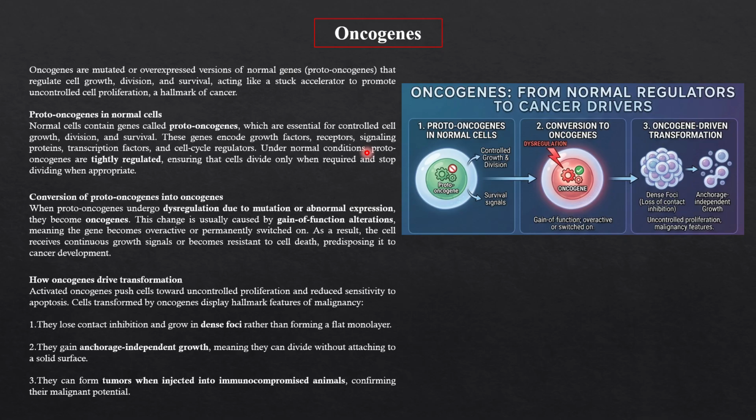And this change is usually caused by gain-of-function alterations, which means that the gene becomes overactive or permanently switched on. As a result, the cells receive continuous growth signals or become resistant to cell death, predisposing them to cancer development. Activated oncogenes push the cells towards uncontrolled proliferation and reduce the sensitivity to apoptosis, whereas the cells transformed by the oncogenes display the hallmark features of malignancies.